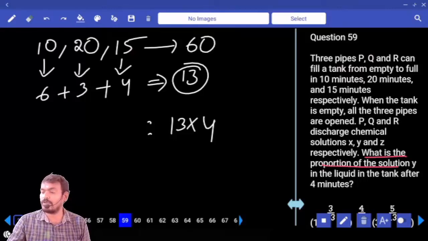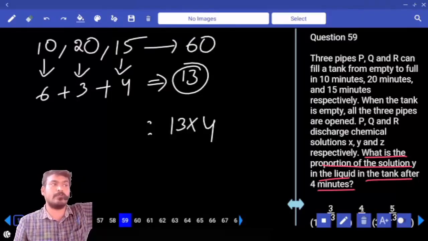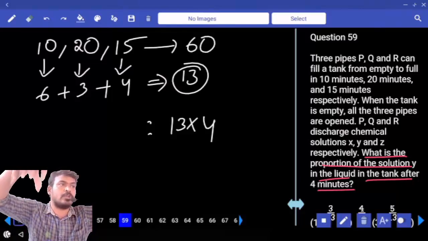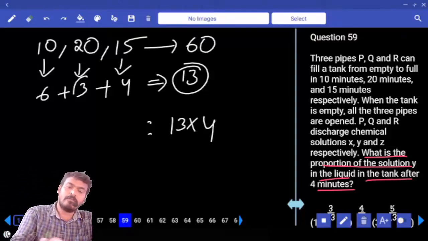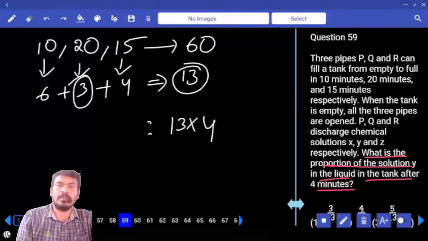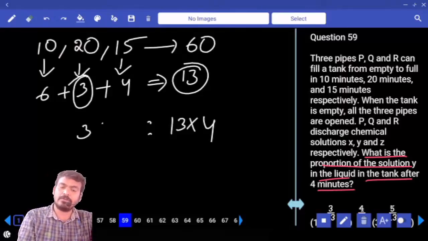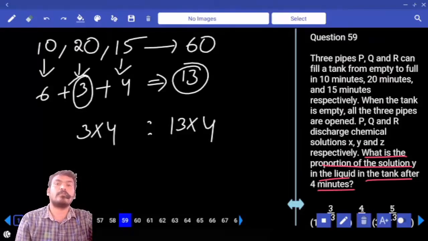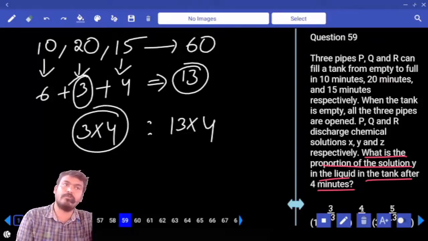What is the proportion of the solution Y in the liquid in the tank after how many minutes? 4 minutes. Nothing but we required a relation between Y to total solution or not? Y to total solution. Y, what is the per minute value? 3 liters. How many minutes is Y open? 4 minutes. Then we write 3 into 4 or not?